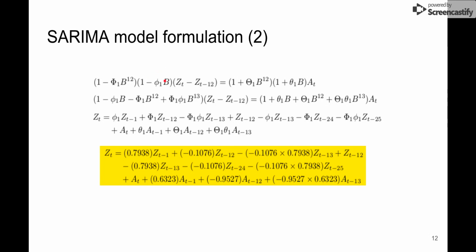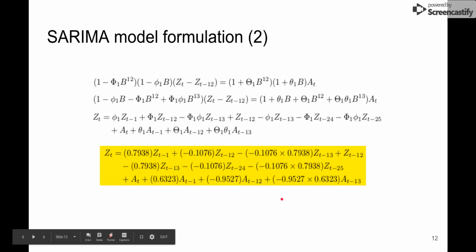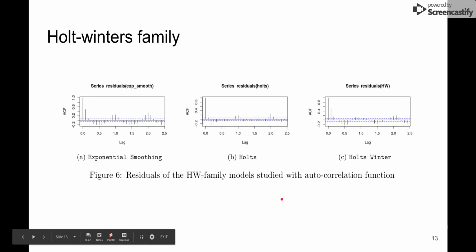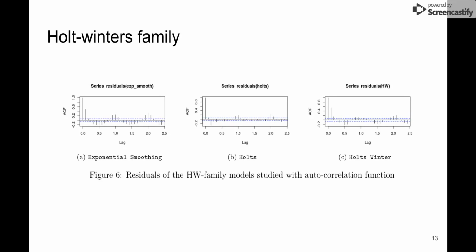Because with three terms, it would look like a very huge formula, and due to lack of time, I chose to do that. But again, I plugged in the values that fit the original model. So this would be the ARIMA and SARIMA family models.